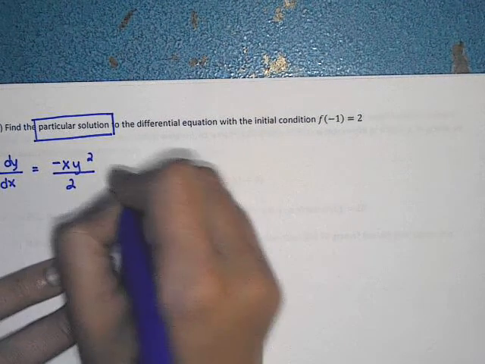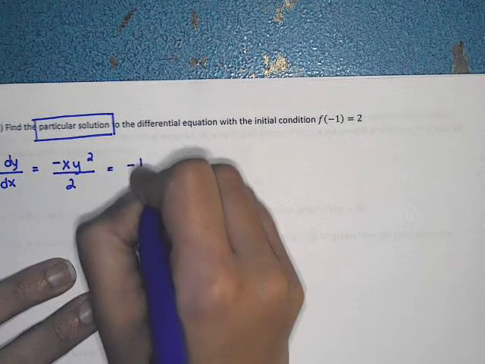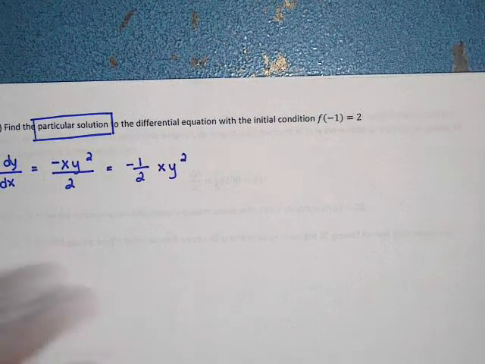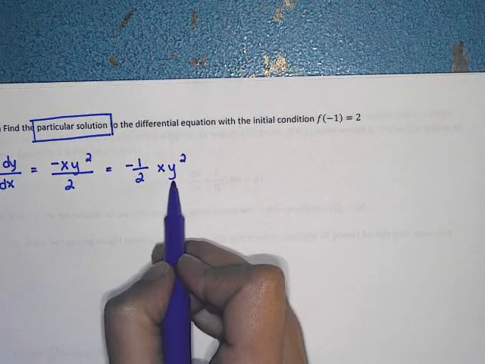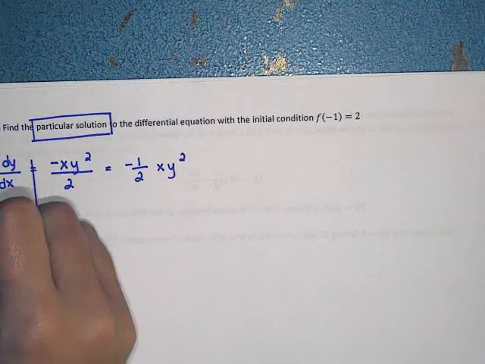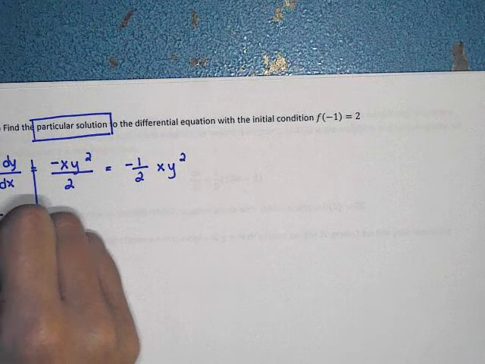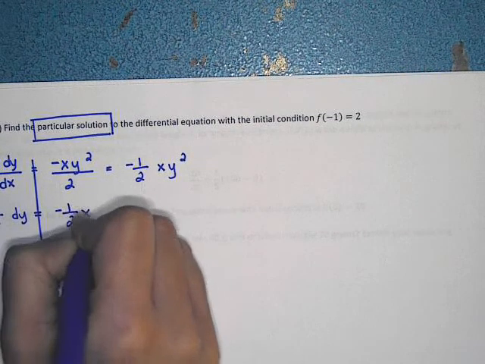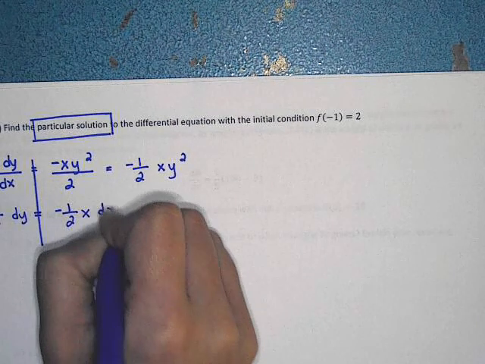Now, I personally find it easier to separate these variables if I rewrite the dividing by 2 as a coefficient. What I'm going to do is two things at once. I'm going to divide by the y squared, and I'm also going to multiply by the dx. So I'm going to have 1 over y squared dy equals negative 1/2 x dx.